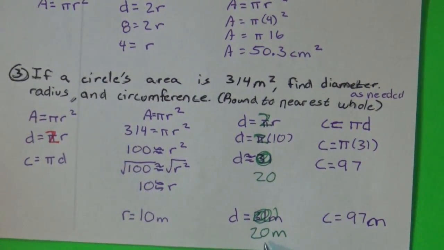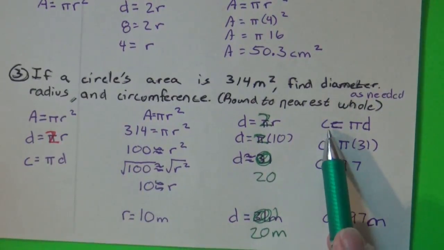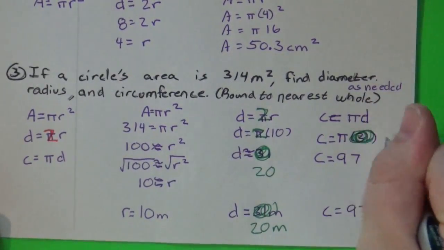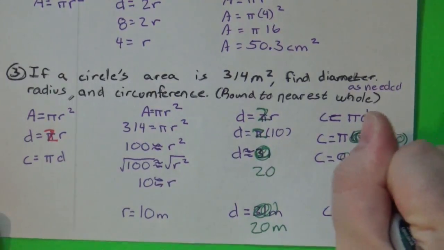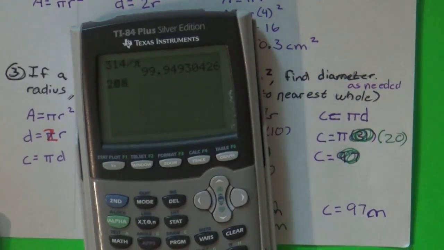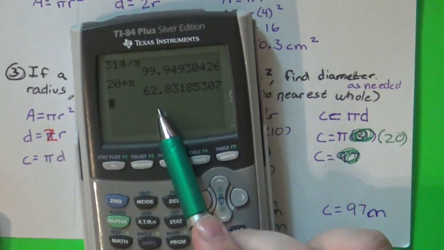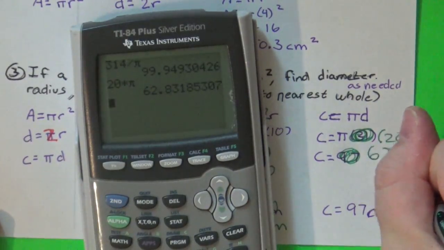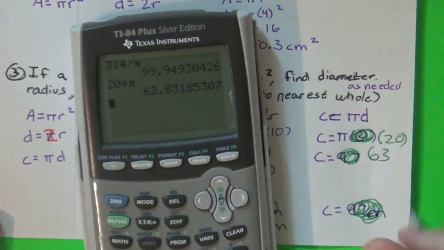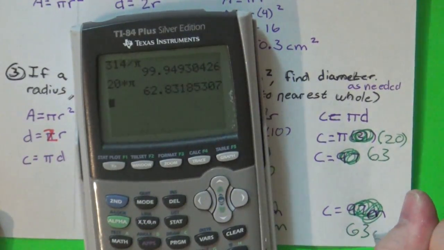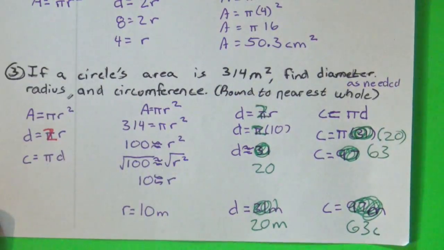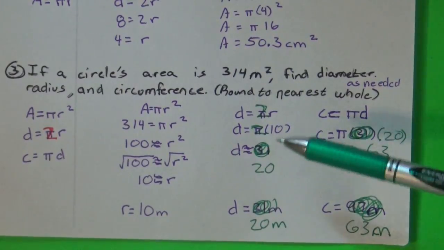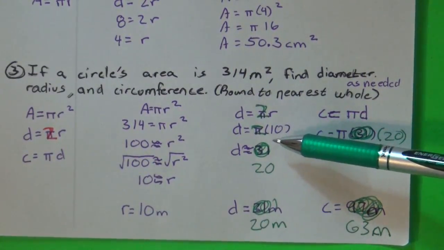Now that I know that this is 20 meters, I can plug it into my last one. Circumference is equal to pi times diameter. Well, I plug in 20 this time, so it's going to be pi times 20. And when I do, I say 20 times pi, and I get 62.83, but I want to round it to the nearest whole, and I get 63. So my final answer for this thing was 63. What is this in meters? 63 meters.